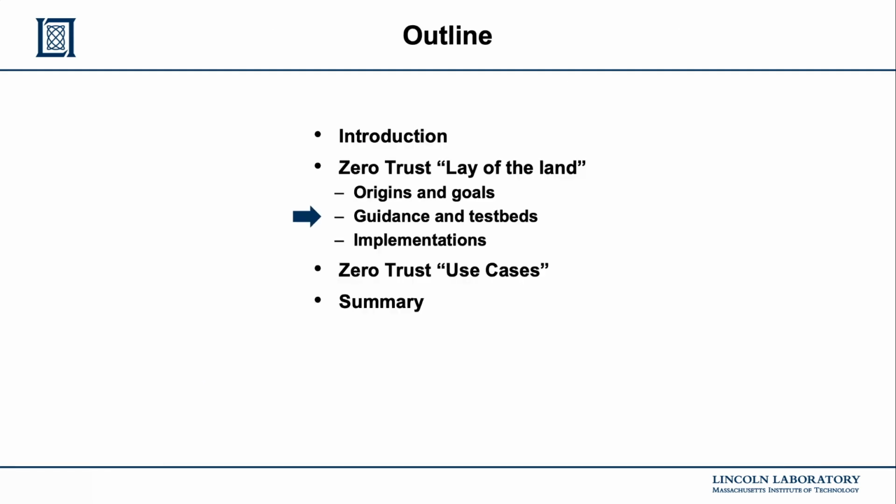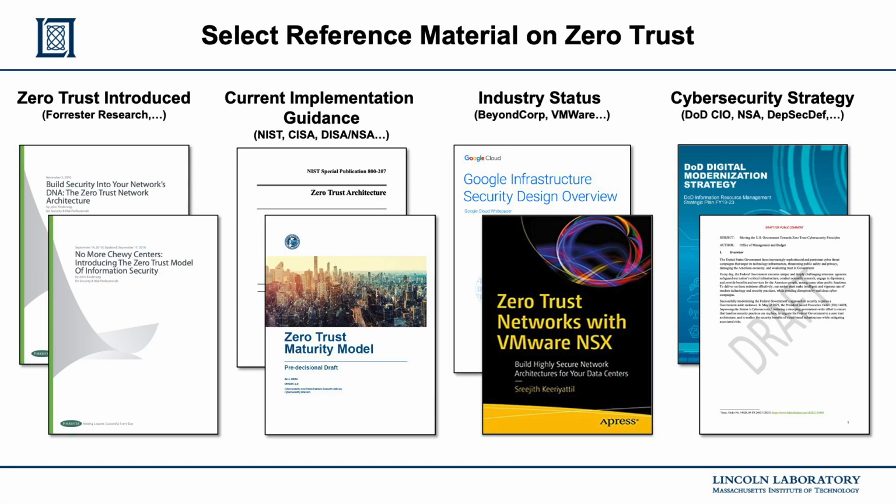So let's go on to talk about some of the guidance that's been provided to date, especially on the US government side, and some of the testbed activity that's underway. So as part of our study, we looked at a wide range of reference material. Only a few of them are shown here graphically, but we looked at everything from the introduction of Zero Trust as a term, which was introduced by Forrester Research about a decade ago, all the way through to current cybersecurity strategy documents that are published by various agencies within the DoD and elsewhere.